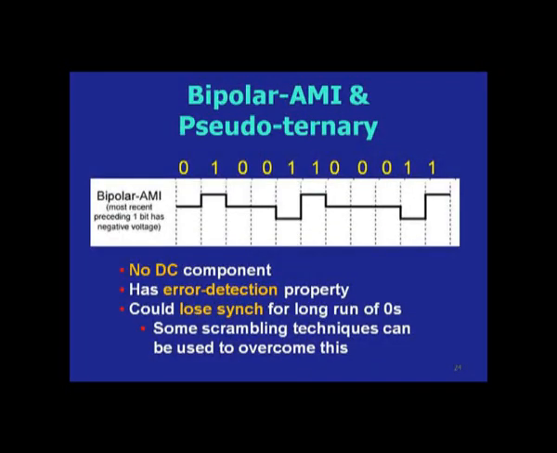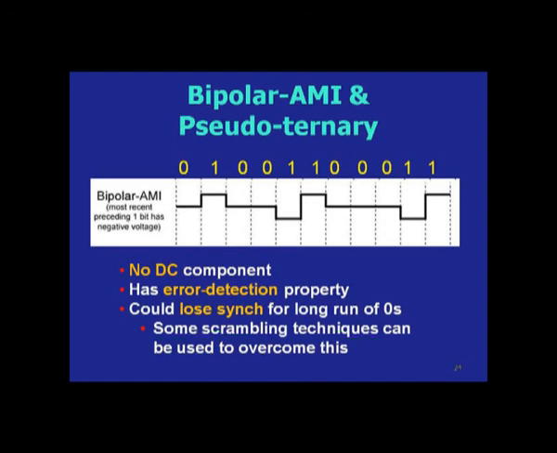That is one thing. Third thing is, with respect to synchronization, you could lose synchronization for a long run of zeros in the case of bipolar AMI, and in the case of pseudo-ternary encoding, if you have a long run of ones, then you may lose synchronization because there will be no transitions. So what is normally done is when you use bipolar AMI or pseudo-ternary encoding, we use some kind of scrambling techniques to overcome this problem.